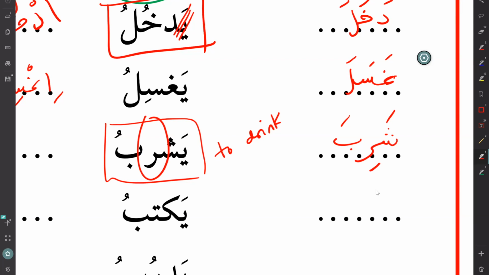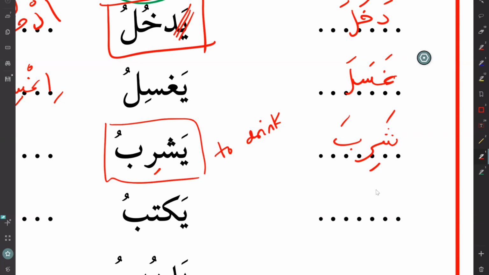The reason why I asked you about the past tense is because I'm going to mention something. That's where the problem is. You're saying that here is a kasra. So number one, it's wrong because we have to memorize it, right? That's one way of looking at it. We have to memorize. Shariba yashrabu.